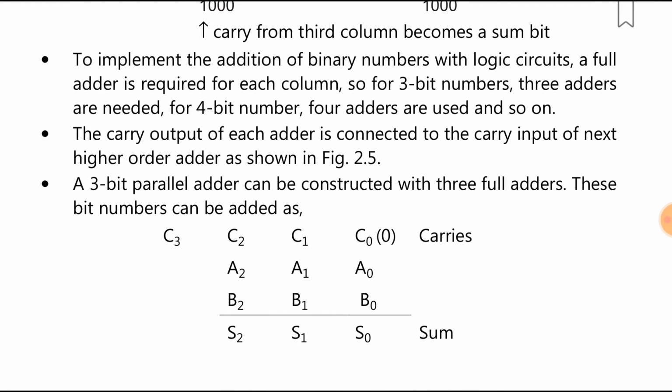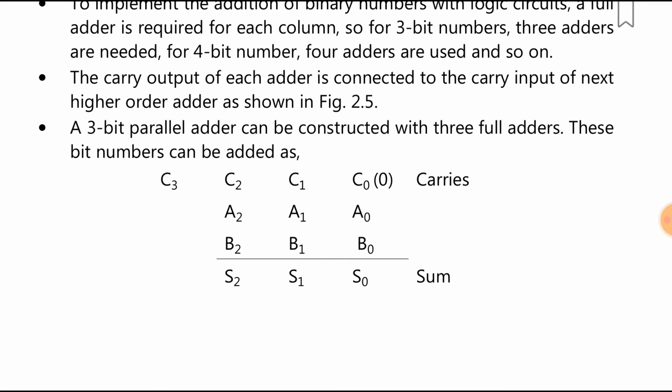To implement the addition of binary numbers with a logic circuit, a full adder is required for each column. So for 3 bit numbers, 3 adders are needed. For 4 bit numbers, 4 adders are used, and so on. The carry output of each adder is connected to the carry input of the next higher order adder as shown. So a 3 bit parallel adder can be constructed with 3 full adders.